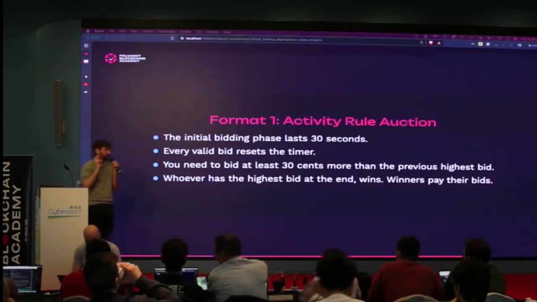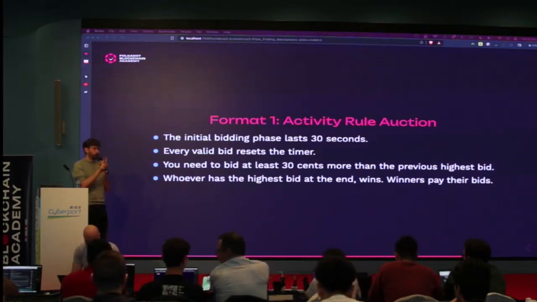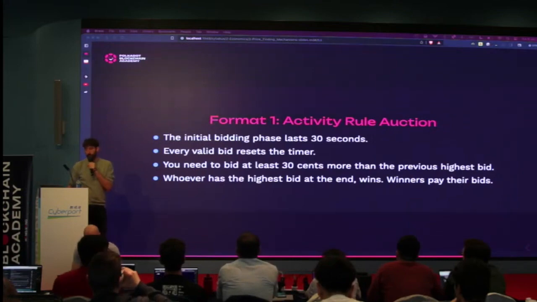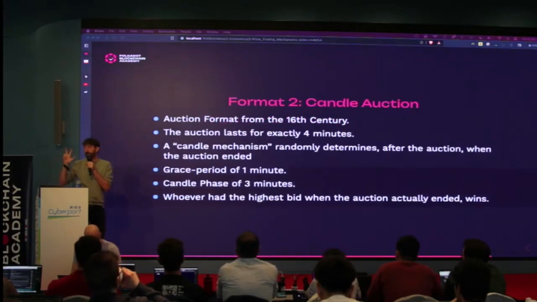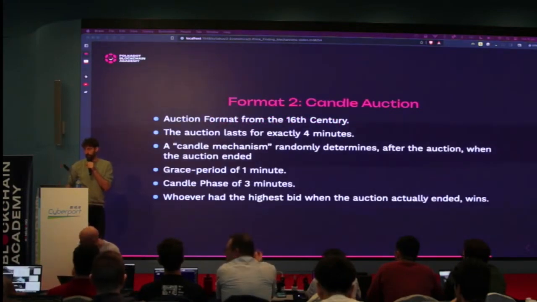You will always be playing with 3 other people in one auction. There are 3 people in one auction, 3 in total: you and 2 others.